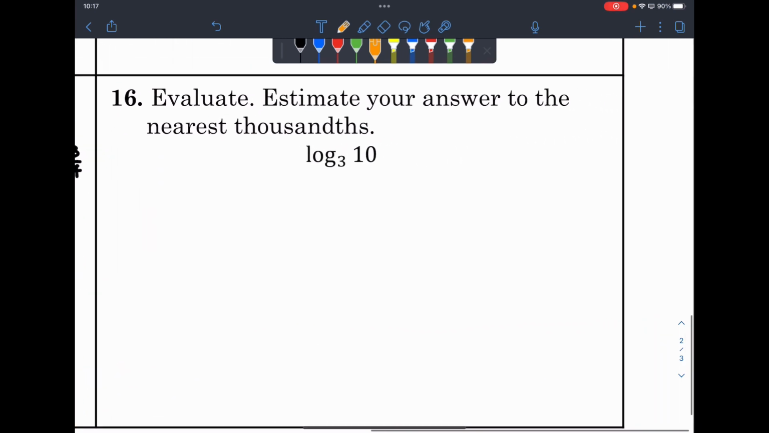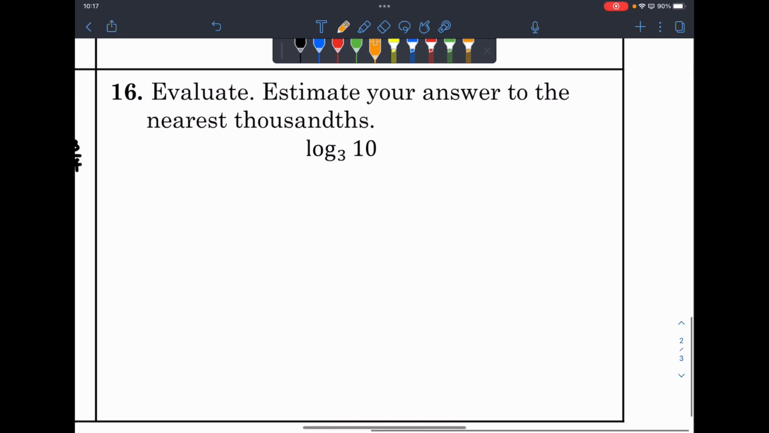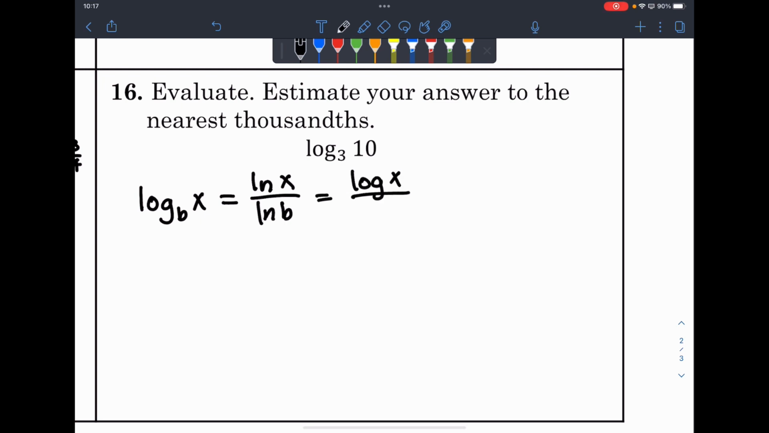Now, on number 16, we move now on to logs, and we want to evaluate this log. Well, we can't evaluate this unless we use the change of base formula. The change of base formula states that we have the log of a base of some value, we'll call it x. That's going to equal to either the common log, I'm going to stick to the natural log of x over the natural log of b. Or you can use, like I said, the common log of x over the common log of b.